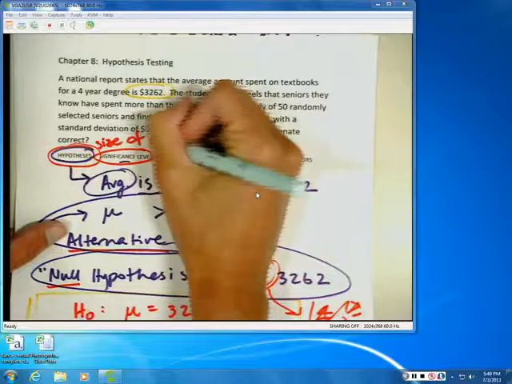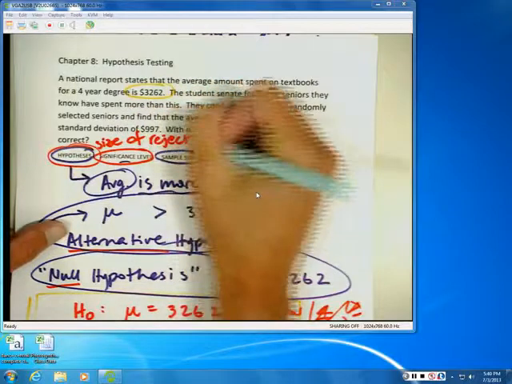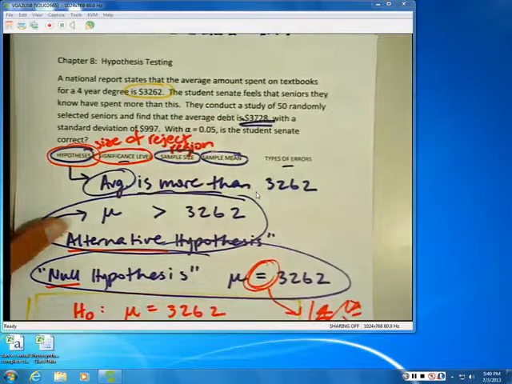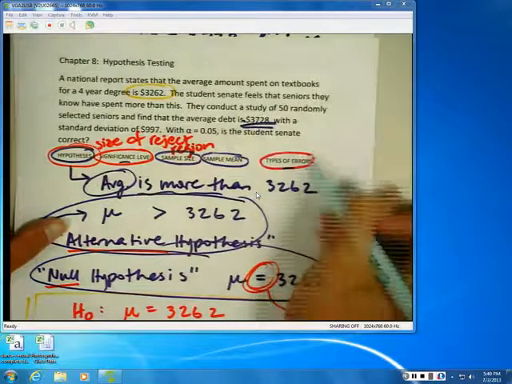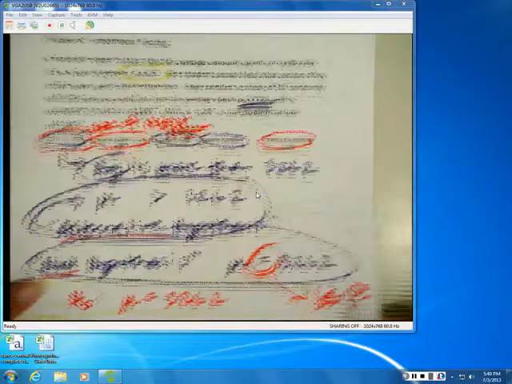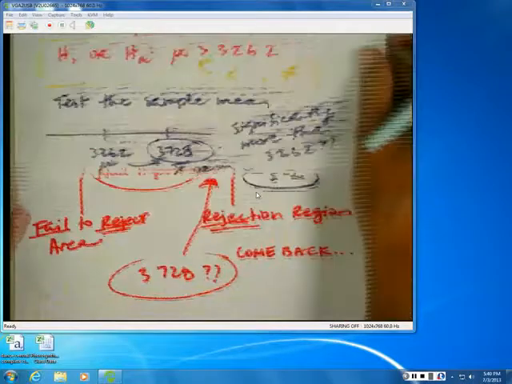Size of reject region. Okay, so that's the significance level. Types of errors, I said that was tied to the rejection region. So let's go ahead and put the types of errors. I had a little bit of space left at the bottom here.